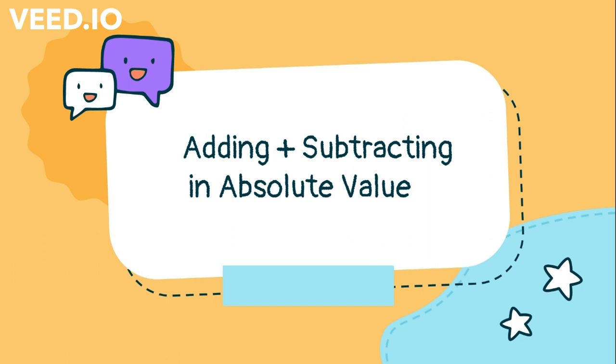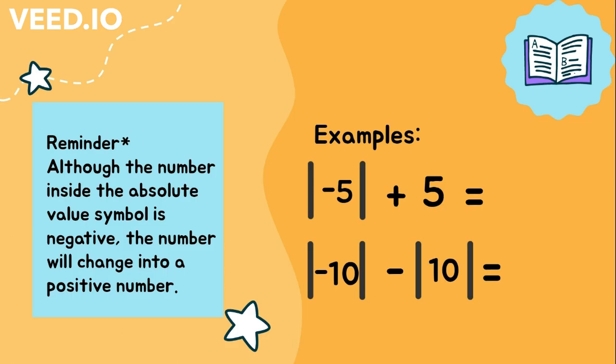Knowing that rule, let's try adding and subtracting an absolute value. Here is a reminder. Although the number inside the absolute value symbol is negative, the number will change into a positive number. So here are 2 examples. The absolute value of -5 plus 5. That simplifies to 5 plus 5, and basic addition, that equals 10.